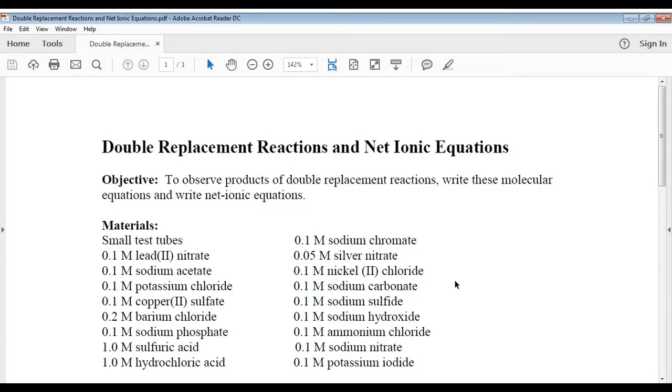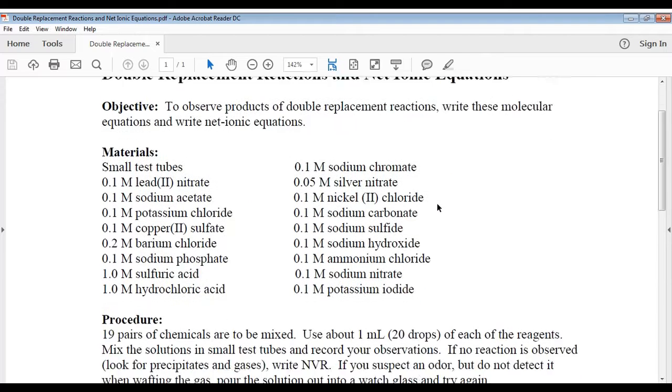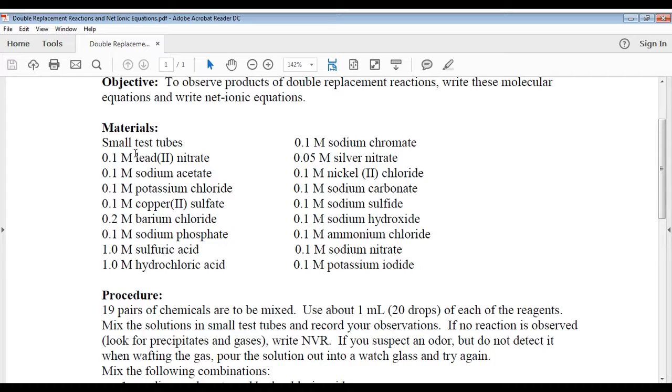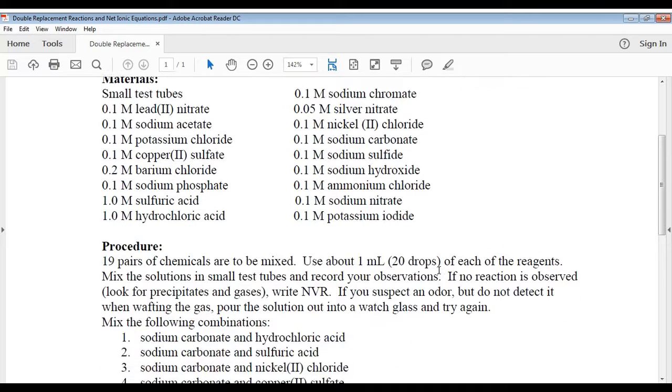Howdy, it's Mr. Russell. We're here to talk about our pre-lab for the double replacement reactions and net ionic equations. I want y'all to write your objective in your own words, and I also want you to include your materials here. I want you to write down all of the materials, but then also write the chemical formulas next to them for all of the chemicals listed.